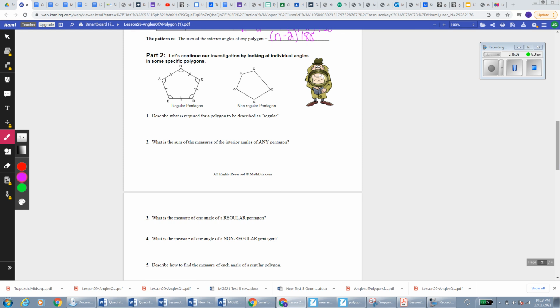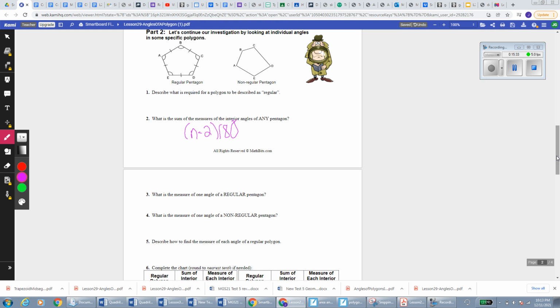What is the sum of the measures of the interior angles of any polygon? Well, we just talked about that before and we came up with it. Our formula for finding the sum of the interior angles of any polygon would be n minus 2 times 180, where n is the number of sides that the polygon has.